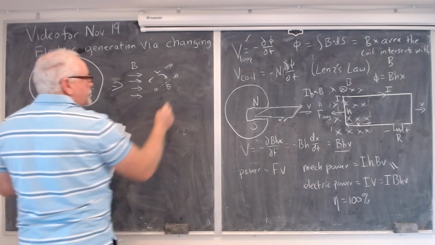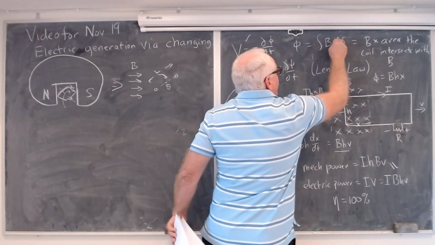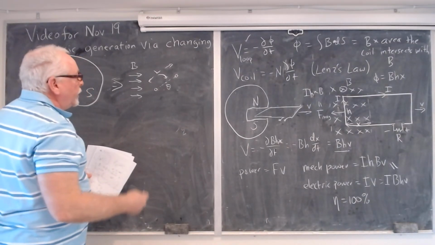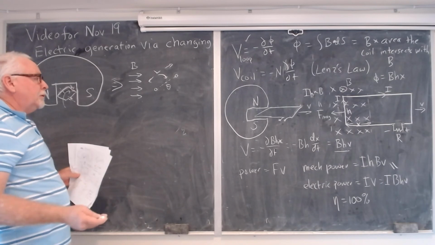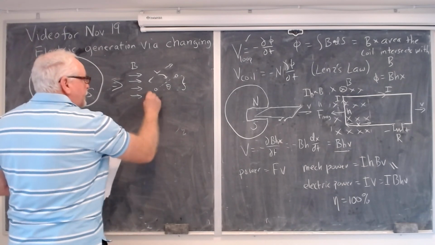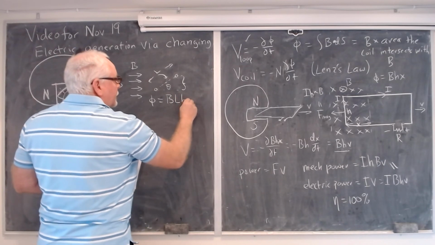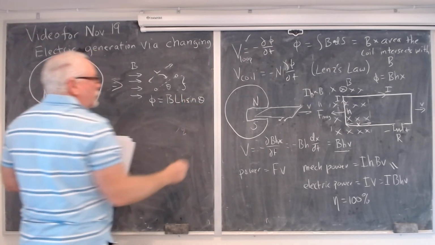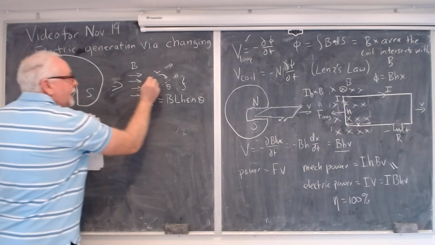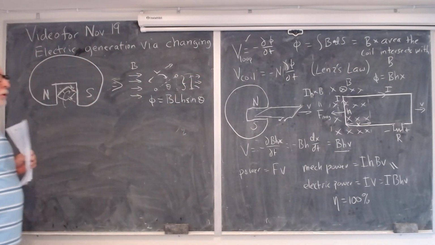Okay, the flux, now remember, flux is directional, right? There's this guy here. We haven't run into him yet, but now we're running into him. We only care about the part of the magnetic field that's perpendicular to the coil. So the flux then is given by that part, and the flux is equal to B L H cosine, or sine theta, because it only counts the part going through the coil.